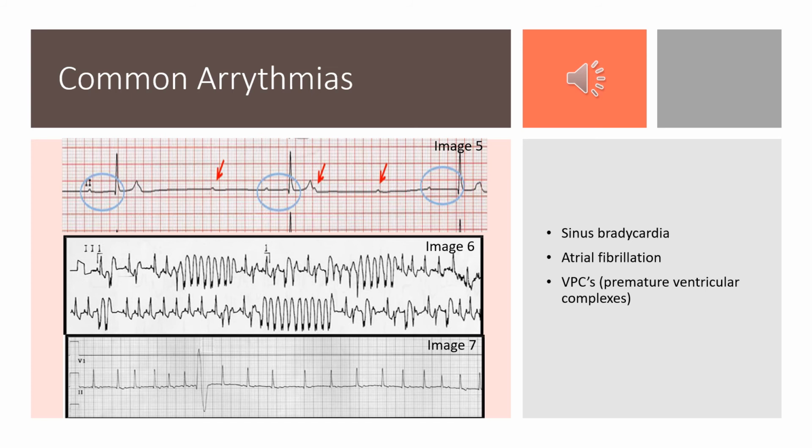The third image represents VPCs, or ventricular premature complexes. These originate below the AV node and do not activate the ventricles by the normal pathway. These complexes are wider than the normal QRS complexes because they have slower conduction through the ventricular muscle.